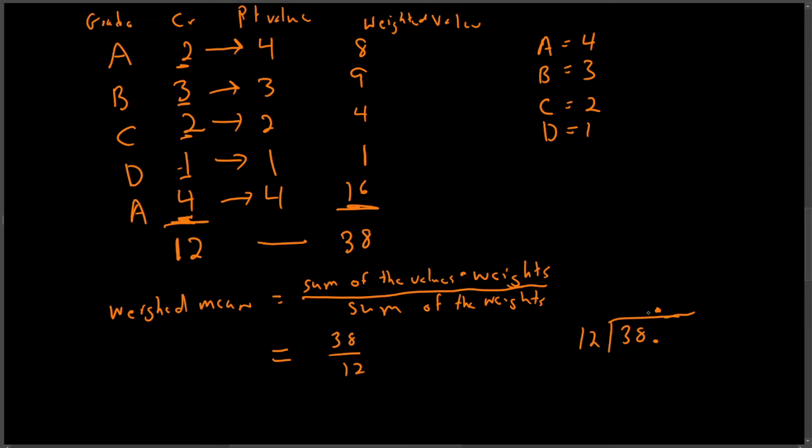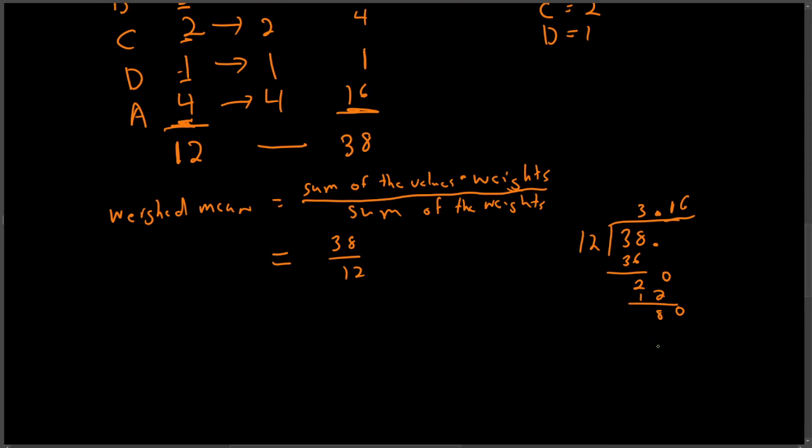12 goes into 38 3 times. That gives me 36. I get 2, so I'll bring down a 0. That goes in once. I get an 8. I'll bring down another 0. That goes in 6 times. So that's 72. And I get an 8 while I'm repeating. So this GPA is 3.16 repeating.